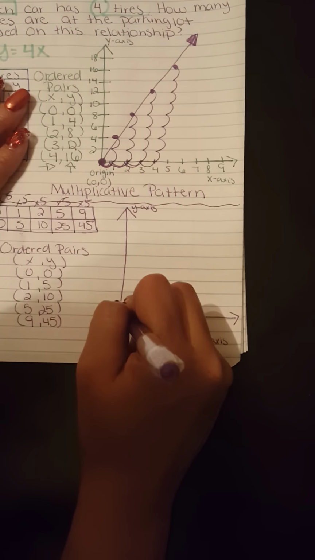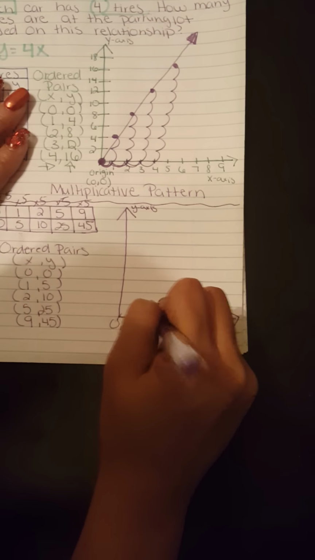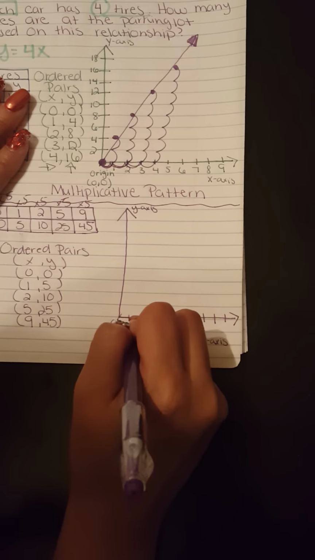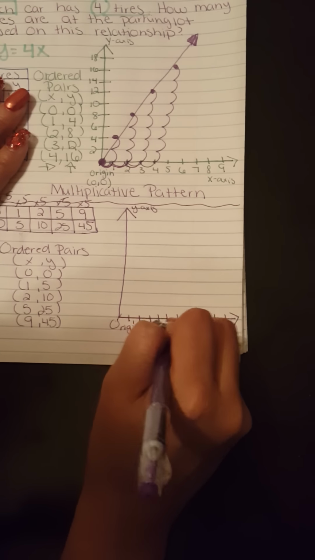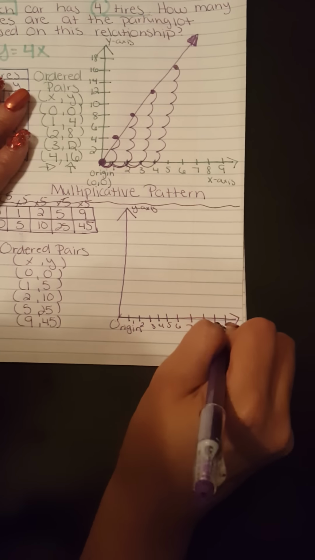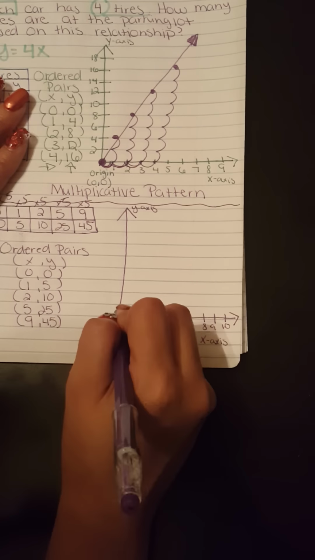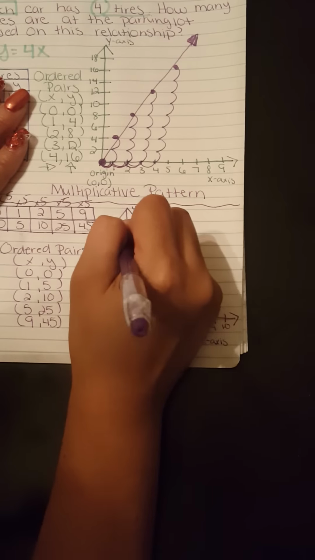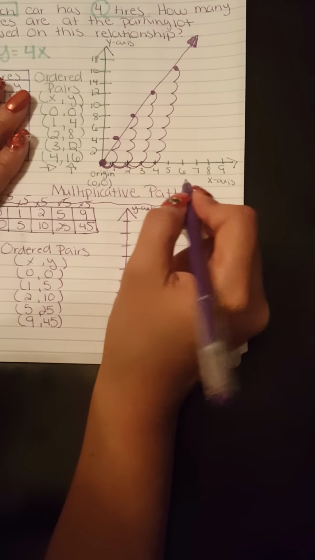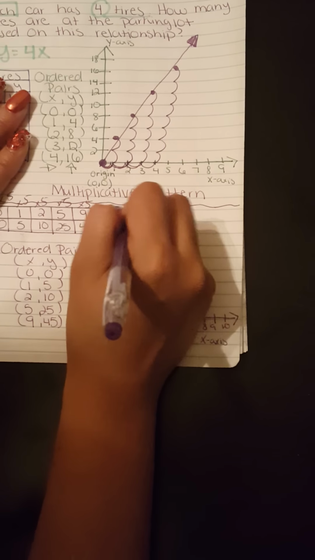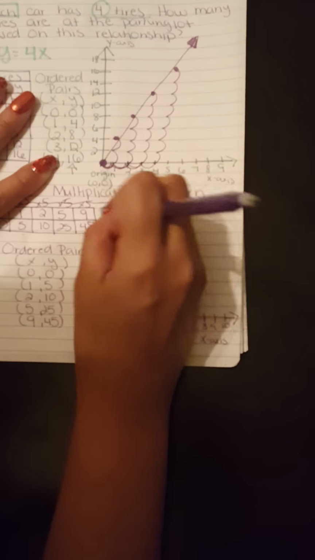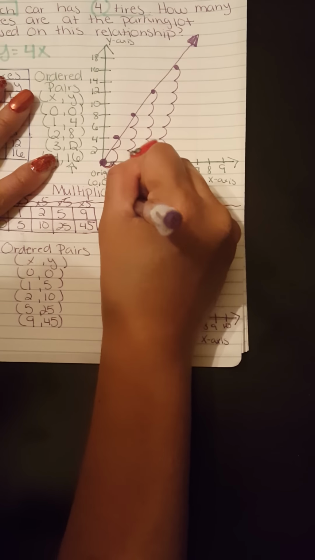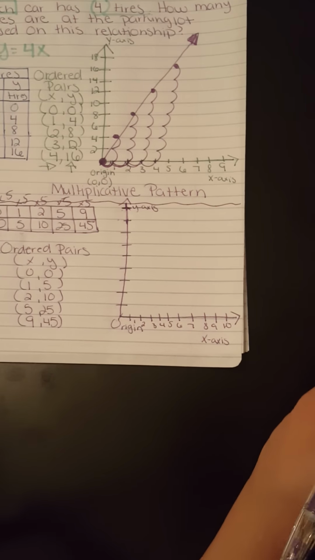The x is pretty easy. Let's see if we have enough. 1, 2, 3, 4, 5, 6, 7, 8, 9, and 10. I have more than enough. I can go by ones. Now let's see my y values up. 1, 2, 3, 4, 5, 6, 7, 8. And I'm probably going to have to use this little line here. 9. So let me just make my arrow extend a little bit higher. There you go. 9 is perfect.